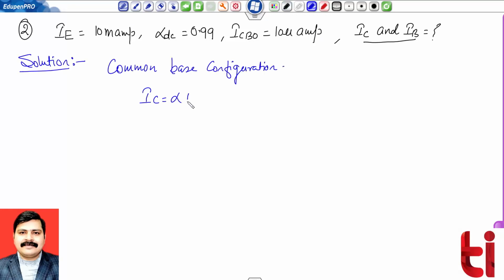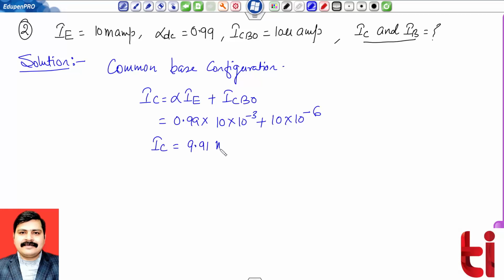So let's directly start with the solution. It is a straightforward problem. IC equals alpha times IE plus ICB naught. Directly putting in the values, 0.99 multiplied by 10 into 10 raised to power minus 3, plus 10 into 10 raised to power minus 6. By solving this quantity, we will have the value of IC equals 9.91 milliampere.